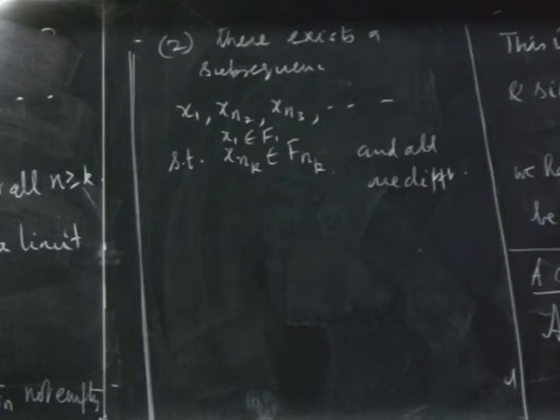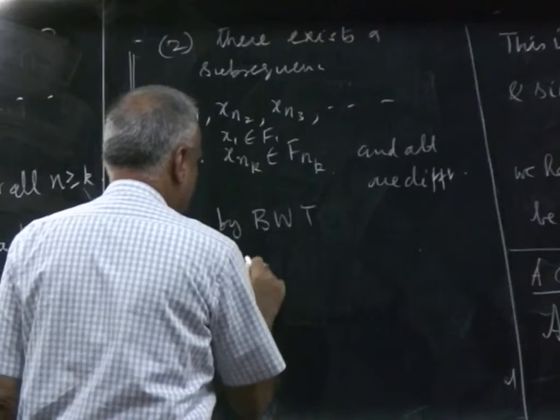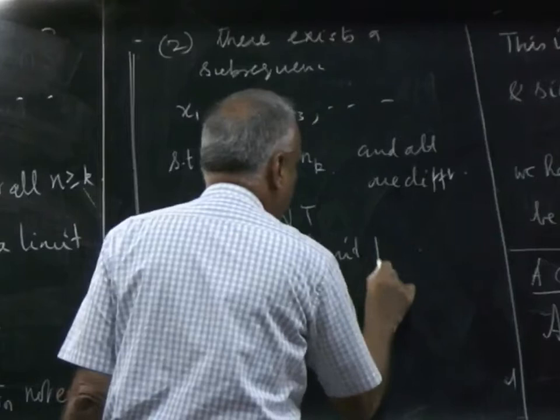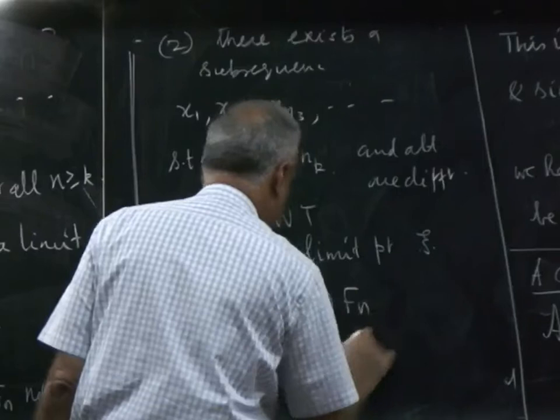What does Bolzano-Weierstrass say? It will have a limit point, and that limit point will be in the intersection. So I will just indicate the proof. By BWT, this set x_{n_k} has a limit point, psi, and then claim: it's easy to see that psi belongs to the intersection of the F_n, and therefore the intersection of F_n is non-empty.